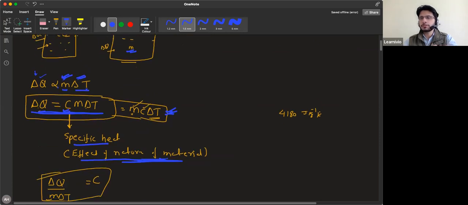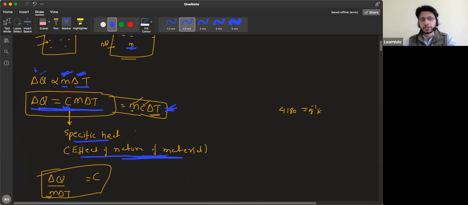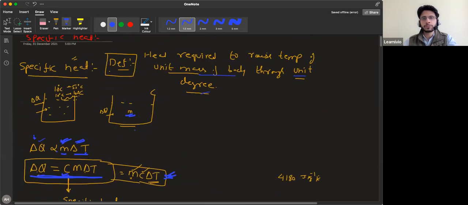So specific heat depends upon the nature of the material. Let's say you have the same mass of water and iron, and you want to change the temperature by the same amount. For water, you need to supply more heat than iron, just because of the difference in specific heat. Okay, just note it down, please.